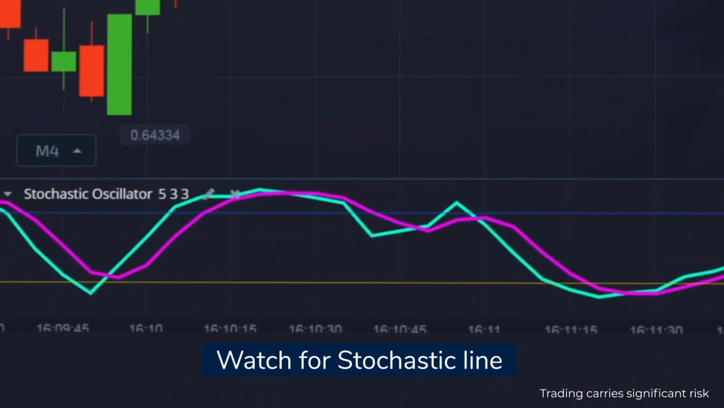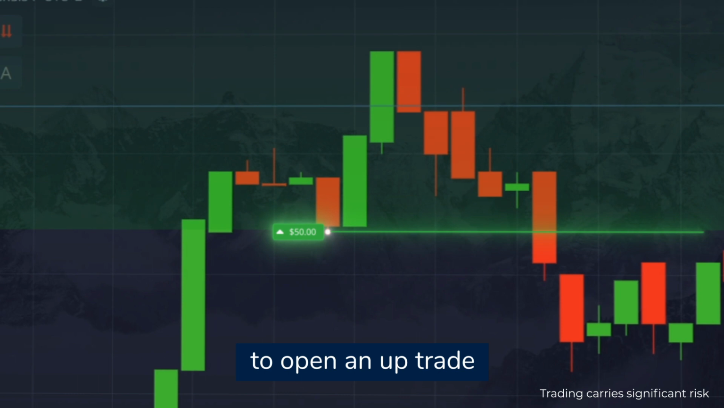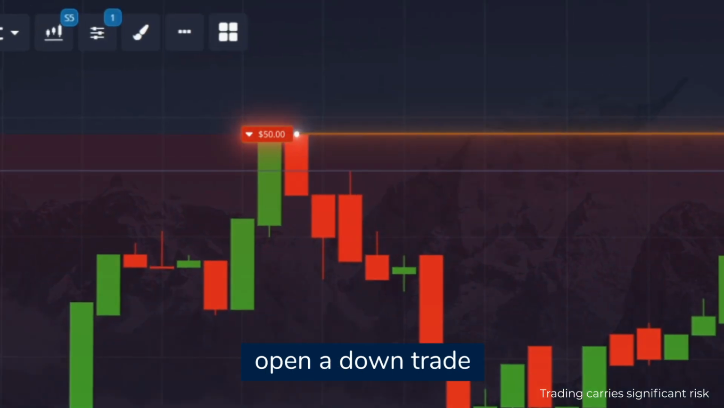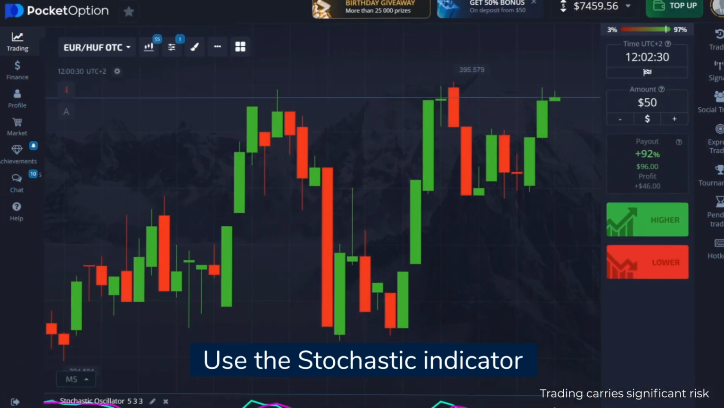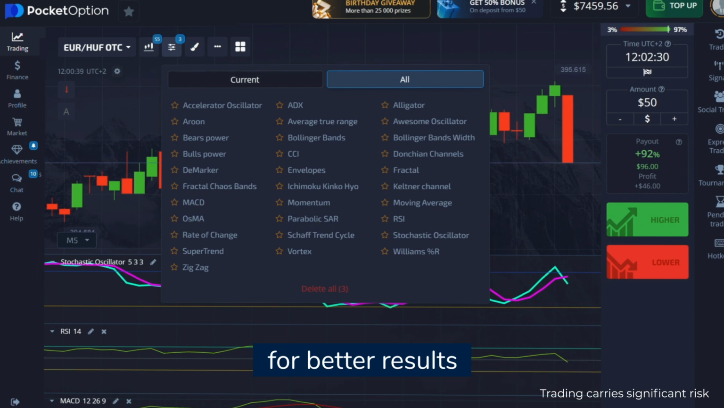Watch for stochastic line crossover signals. When the fast line crosses the slow line from bottom to top, it is a signal to open an up trade. If the crossover occurs from top to bottom, open a down trade. Use the stochastic indicator in combination with trend analysis for better results.